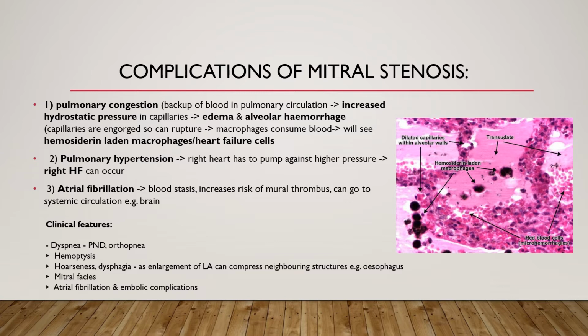So yeah, there will be a thrombus formation, and this can actually go into the systemic circulation, such as the brain. And this is really important. You could be asked this in the final: why atrial fibrillation occurs with mitral stenosis and where it is going to affect mostly. So clinical features, the patient will have dyspnea, that's because there's buildup in the lungs.